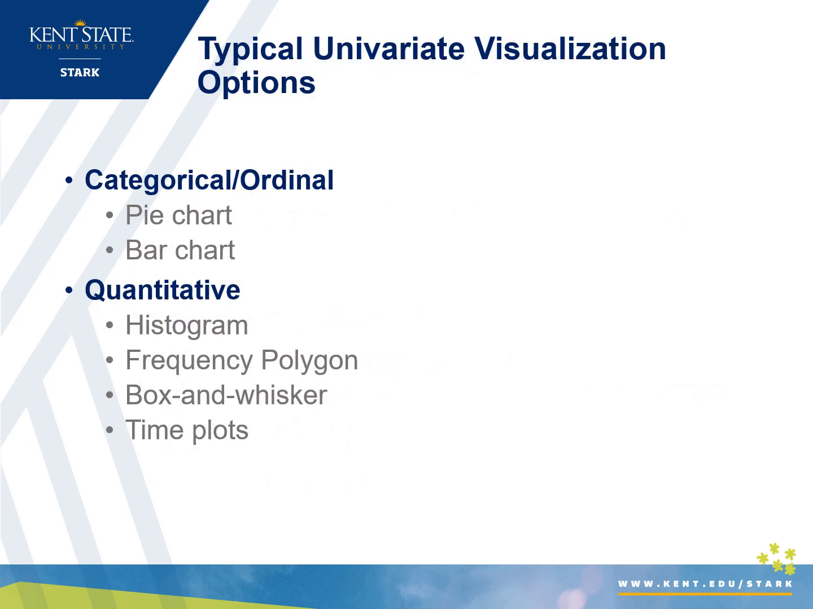Now let's turn to how we can display data graphically. We'll look at, first, univariate visualizations. These visualizations allow us to communicate the content of data related to a single variable. For categorical or ordinal data, we have two main options: a pie chart and a bar chart, which can be presented either as horizontal or vertical bars. For quantitative data, we can use histograms, frequency polygons, box and whisker plots, and time plots.